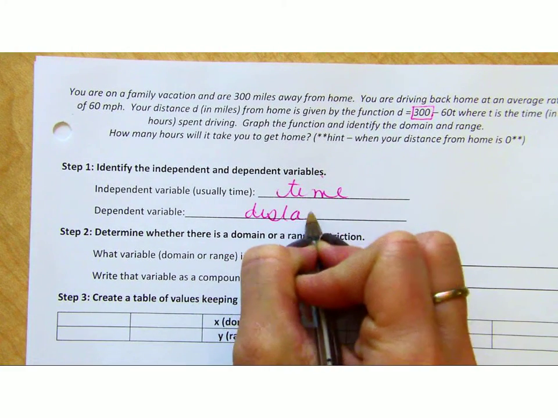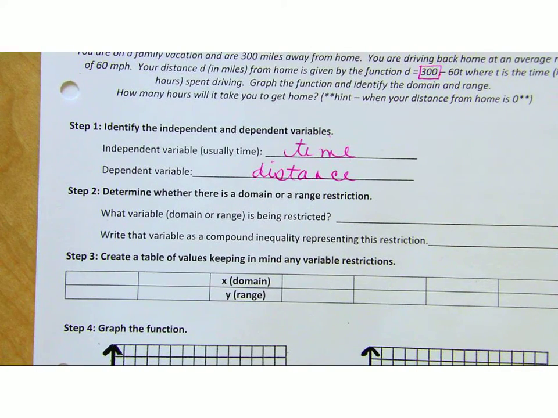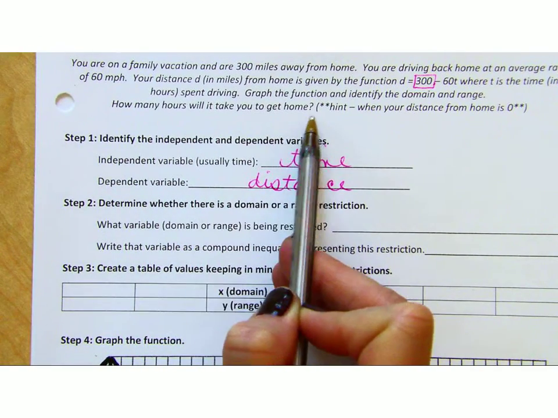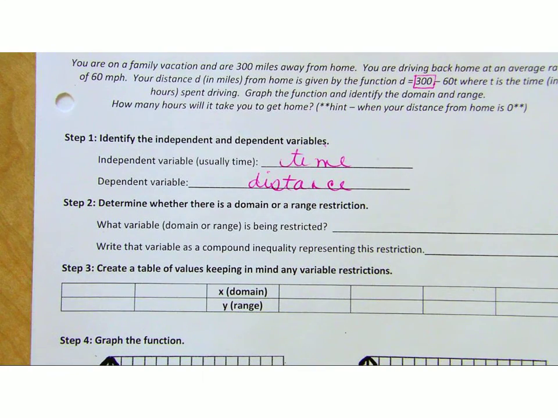Determine whether there is a domain or range restriction. This says how many hours will it take you to get home. So they want to know when is your distance from home going to be 0. Actually, this one doesn't have any domain or range restrictions. Let's just go right into this.